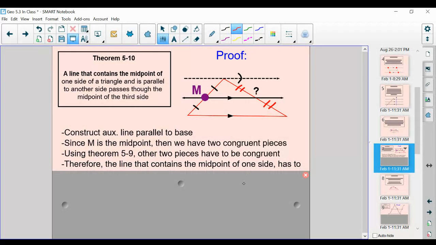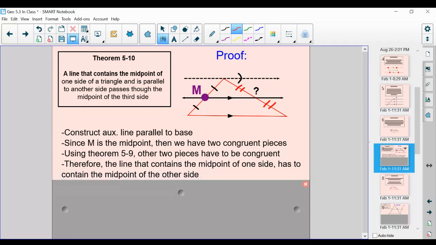From here, we have a line that contains the midpoint of one side and that has to contain the midpoint of the other side. So this question mark has to be the midpoint of the right-hand side of the triangle, right? And that was pretty informal, but hopefully it was enough that way we could understand it. And that one's a bit simpler than the next theorem.